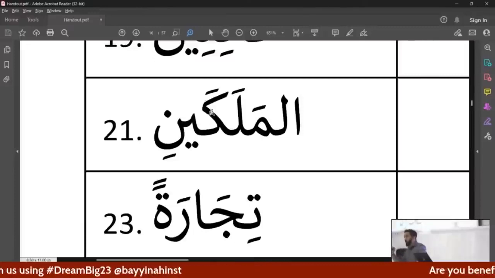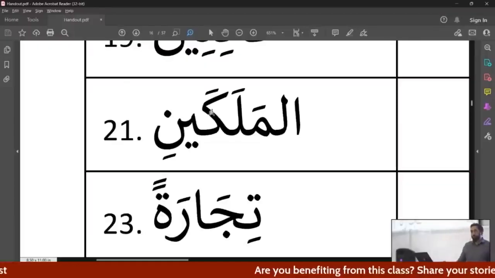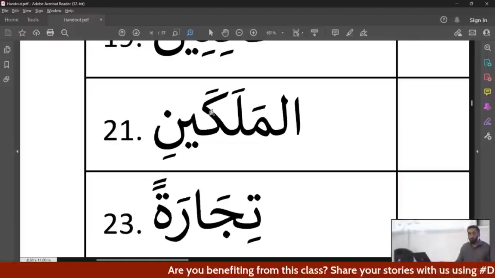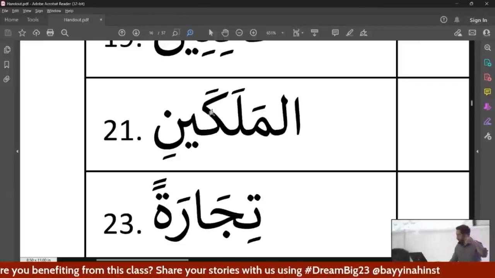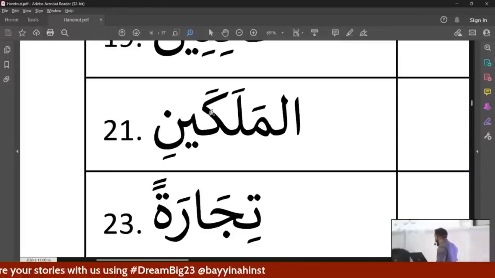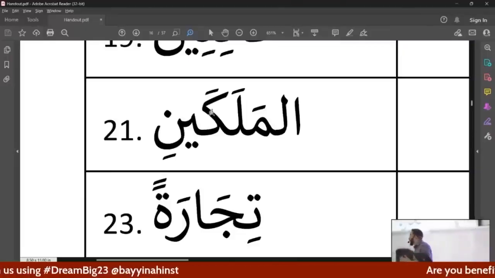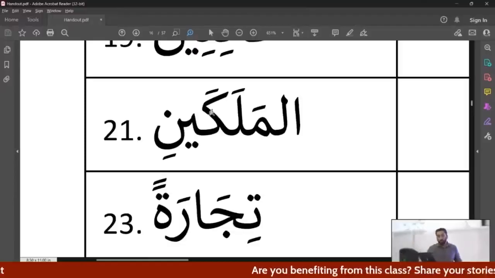How do you know it's masculine? You know the better answer? Because there is no sign of feminine. There's no round ta. There's none of those weird endings. It's not a word that's feminine because the Arab said so. It's not a plural because it's a pair. There's no sign of feminine, so I'm going to go with what? Masculine. Tijaratan.